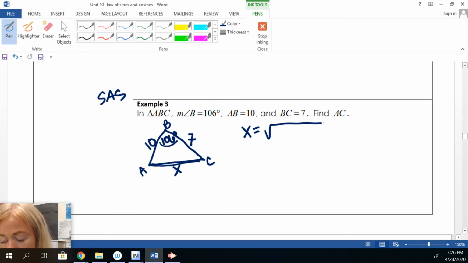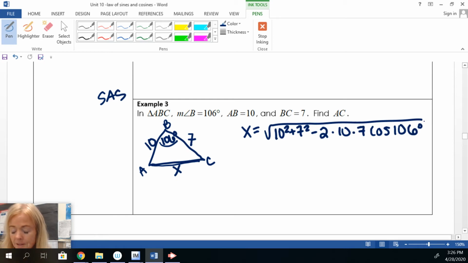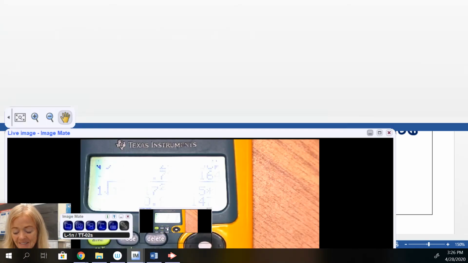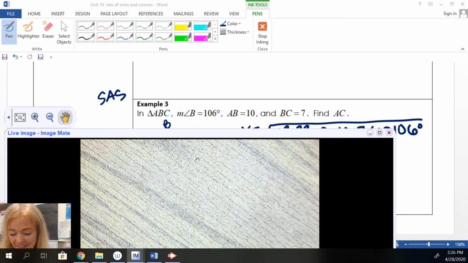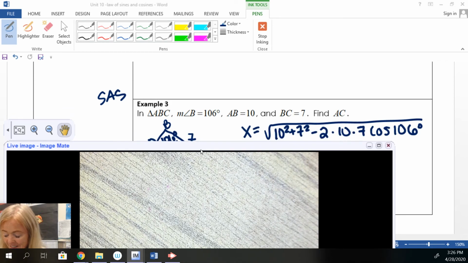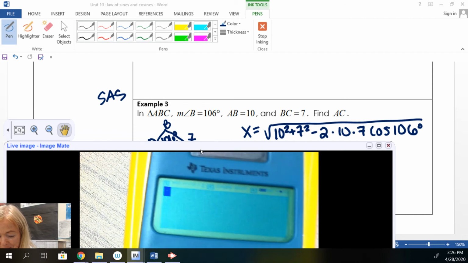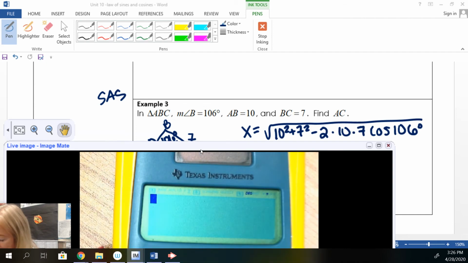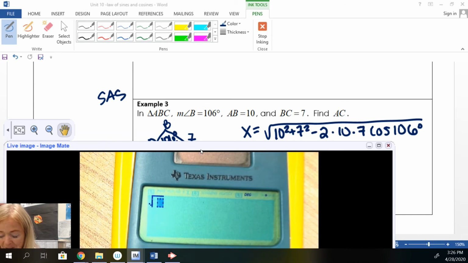So x is equal to the square root of 10 squared plus 7 squared minus 2 times 10 times 7 times the cosine of the angle 106 degrees. Now, last time when I put this in the calculator, I probably shouldn't have done what I did, so that was kind of silly. I'm going to just plug it in as I see it and not try to come up with finding it before. It just took too long.